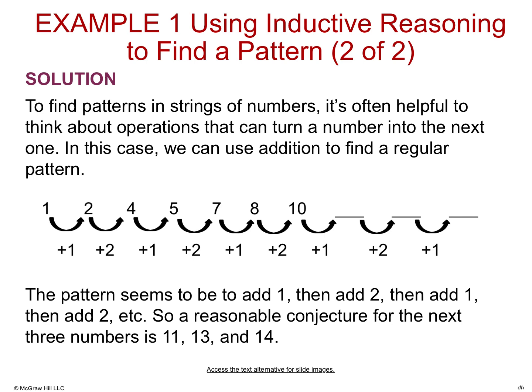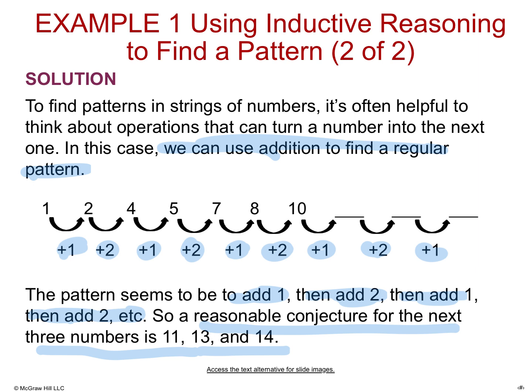So their explanation is, to find patterns in strings of numbers, it's often helpful to think about operations that can turn a number into the next one. In this case, we can use addition to find a regular pattern, plus 1, plus 2, plus 1, plus 2, plus 1, plus 2, etc. So the pattern seems to be add 1, then add 2, then add 1, then add 2, etc. So a reasonable conjecture for the next 3 numbers is 11, 13, and 14, which is also what we came up with, so that's great.